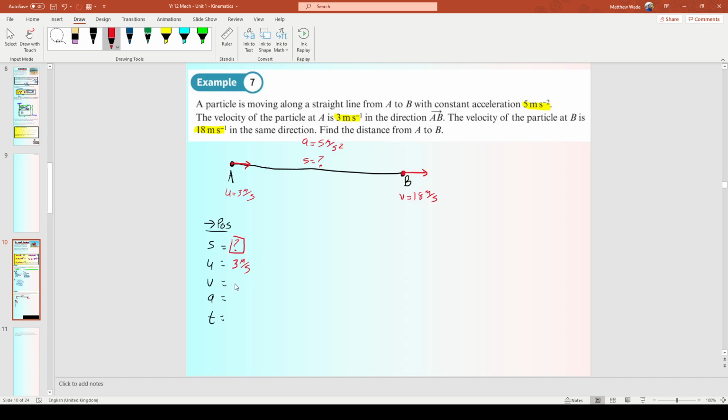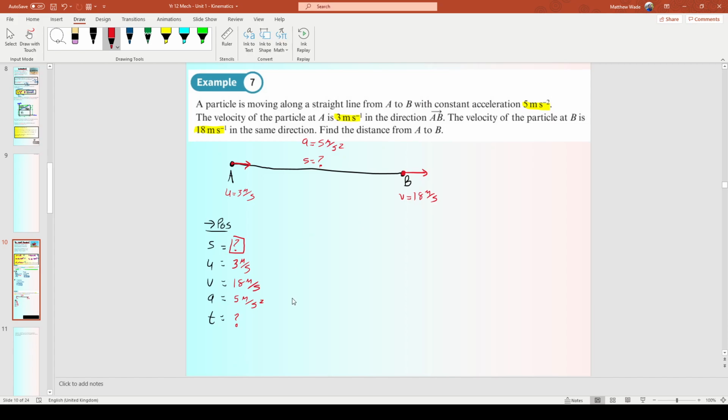V, the final speed, do we know it? Yep, 18 meters per second. A, the acceleration, do we know it? Yep, 5 meters per second squared. All of these are positive because they're all toward the right. Time, do we know it? Nope. Do we care? Nope. Don't draw a square around it.